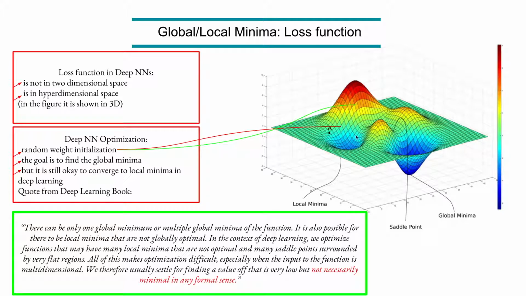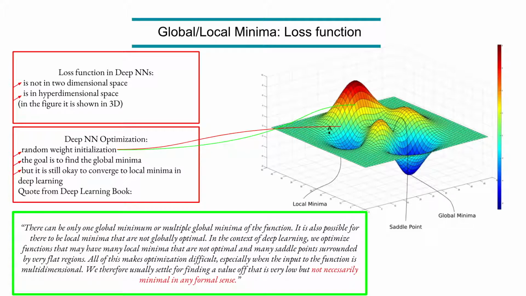Regarding random weight initialization, let's assume we initialize the weights somewhere here. That means we initialize the weights which result in a loss value which is here. So this is just random. We could start here or here. That's not a problem. Our goal is to find the global minima. In theory, we want to find the global minima. That means we want to exactly solve our problem, right?